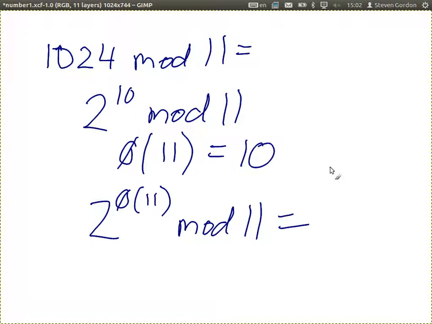Just a simple example showing that if we can express our problem in the format of either Fermat's theorem or Euler's theorem, then we may be able to solve it faster than manually calculating the exponential and then the modulus. 2 to the power of the totient of 11 mod 11.